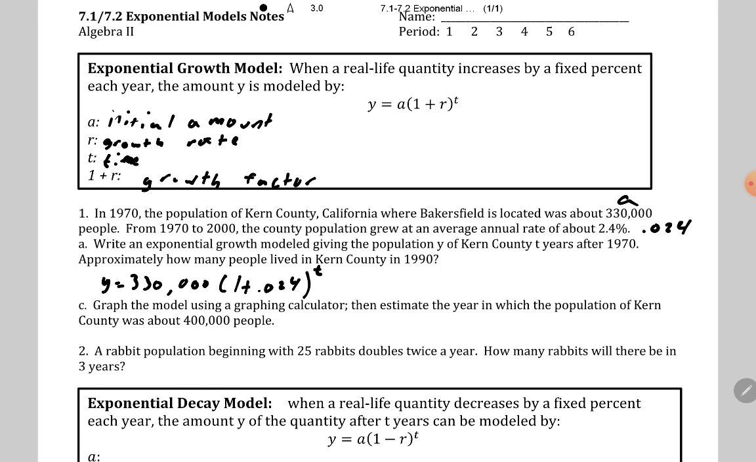Now they want to know how many people lived in Kern County in 1990. So we're going to use the formula 330,000 times 1.024 to the 20, since 1990 is 20 years after 1970. Plug this into your handy dandy calculator and get 530,290 people.